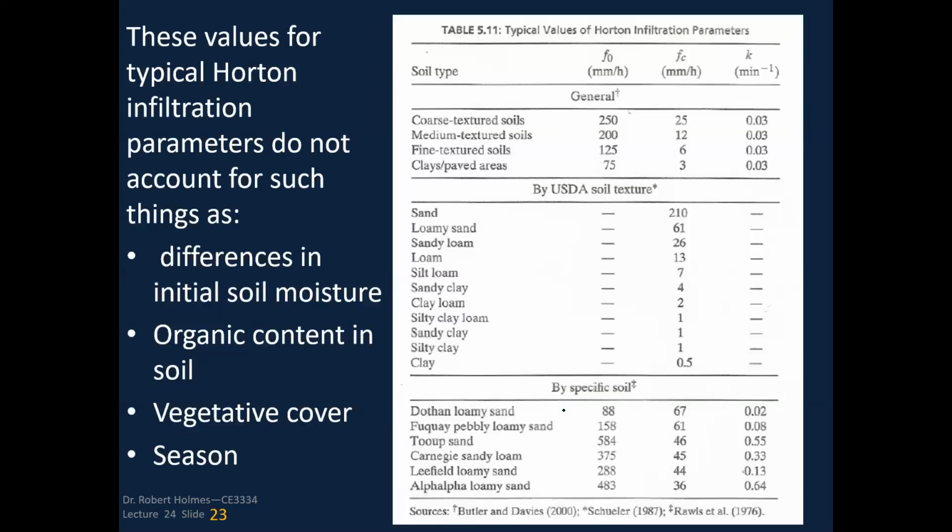All right, so these are the values, just giving you some ideas of initial infiltration rate. This is the constant, the value of the constant infiltration rate at the bottom when it gets to equilibrium. And then this is the decay constant. You can see here are values based on the types of soils you're talking about. And again, these are in millimeters per hour.